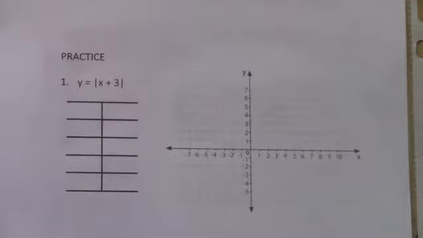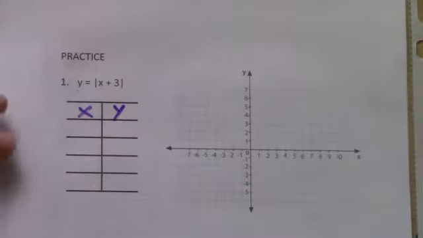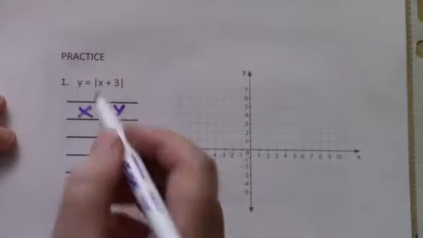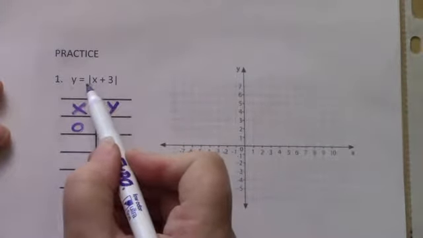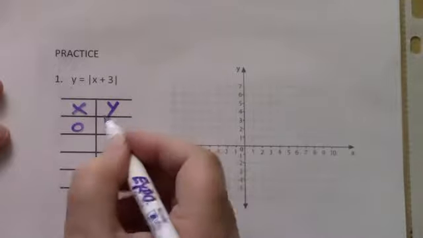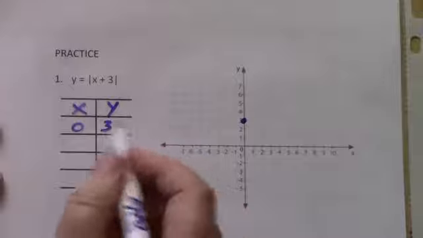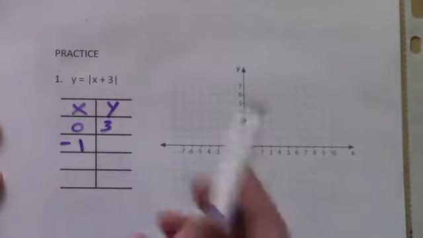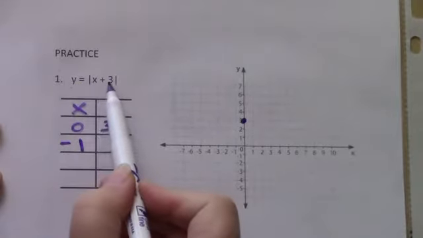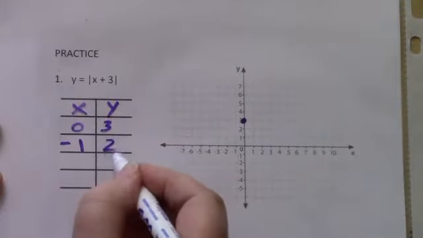So let's do some more practicing, and then we're going to add some more information to this. But let's take a look again. Here's XY. Let's start with 0 again. Well, 0 plus 3 is 3, and the absolute value of that is 3. So we have 0, 3. Let's try negative 1. Negative 1 plus 3 is 2. Absolute value of 2 is 2.